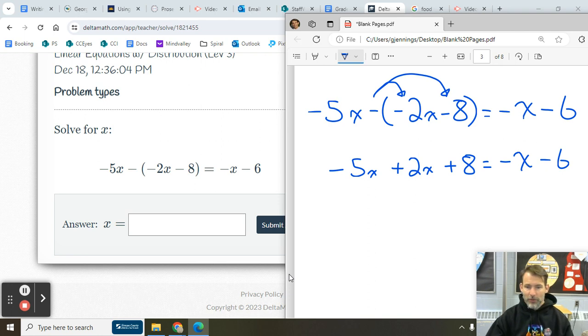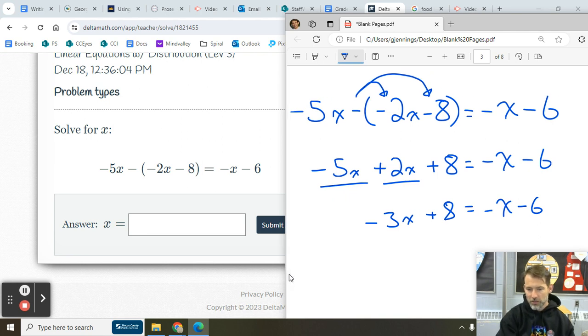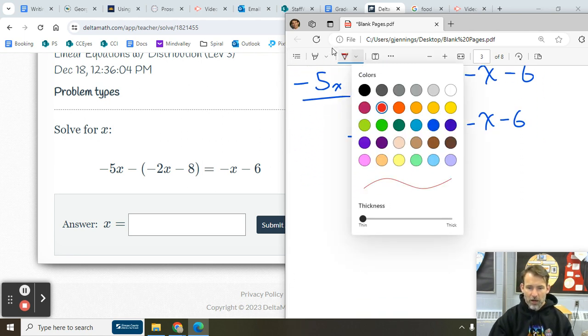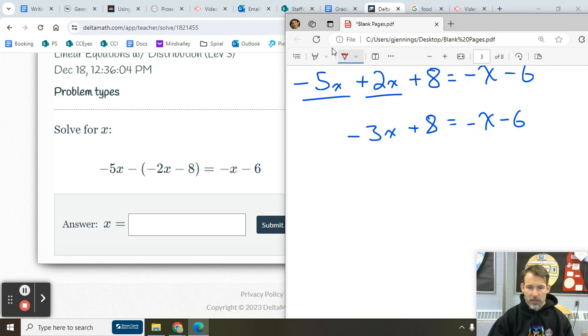All right, now we collect these like terms. Minus 5 of something plus 2 of something. Well, that's minus 3 of that thing. Plus 8 equals minus x minus 6. We got ourselves a 3-step equation. Here's what we do. We get out an inverse operations pen. We can add x to both sides.